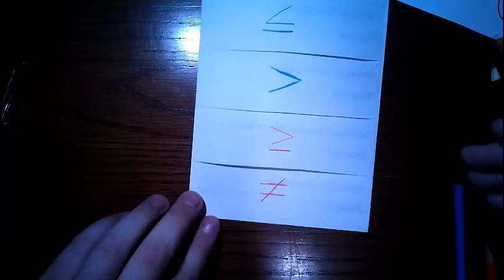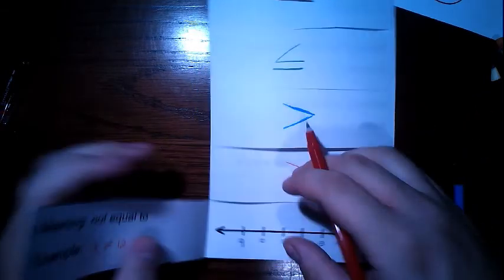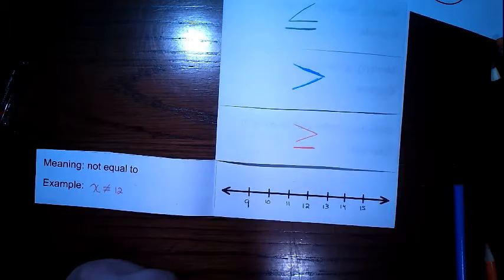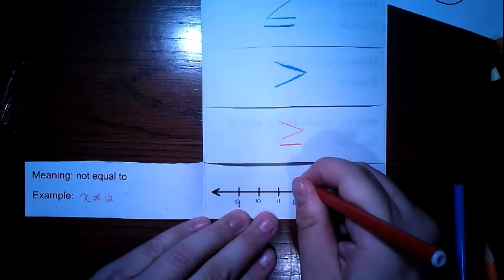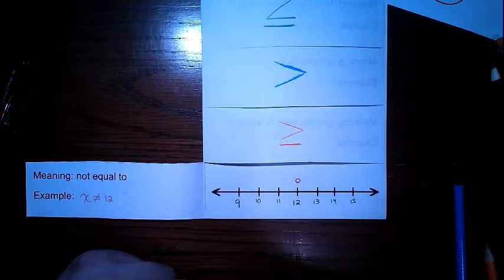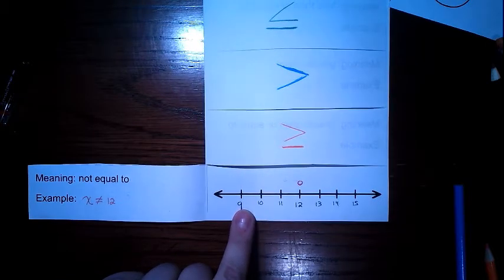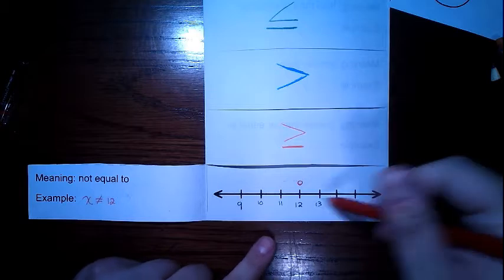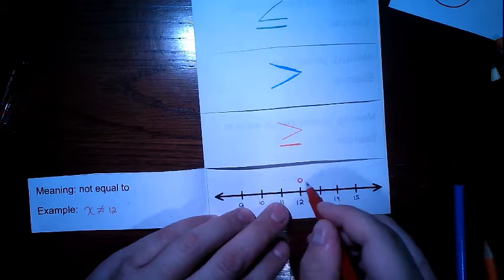And then lastly is not equal to. Now this one you don't really see that often, but how could we graph x does not equal 12? So we know we're talking about 12, so we're going to put a circle above it. And what values would work? Could x be 11? Could x be 10? Could x be 9? Right? All of these values are going to work except for 12, because 12 cannot equal 12.